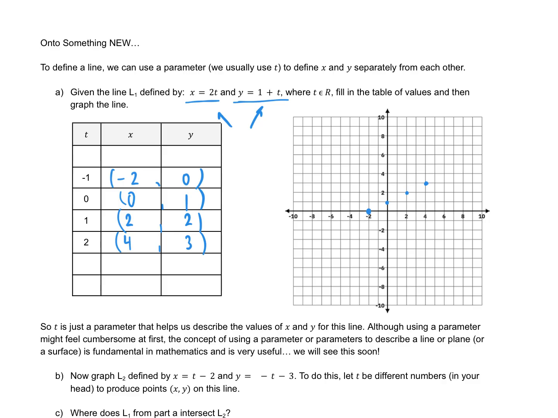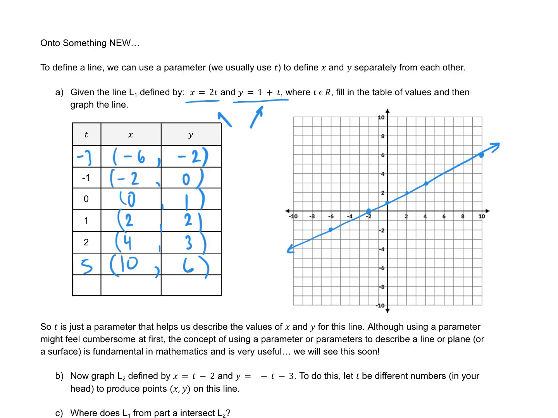And if I wanted more, I could pick other parameters. So, maybe I pick another one. Maybe I'll pick -3. 2 times -3 is -6. 1 plus -3 is -2. Here's another point. And it seems to be lining up nicely. Maybe I pick 5 as a parameter. 2 times 5 is 10. 1 plus 5 is 6. There we are. And now, I should use a ruler, but there's our line.